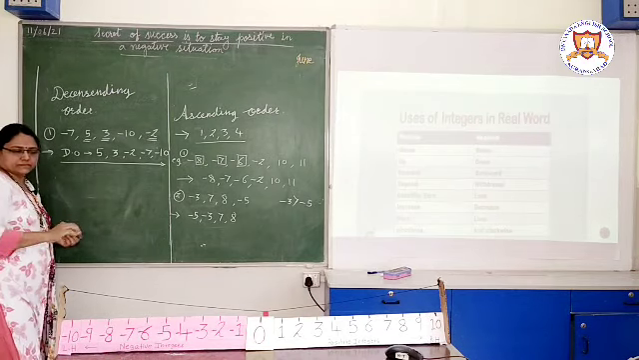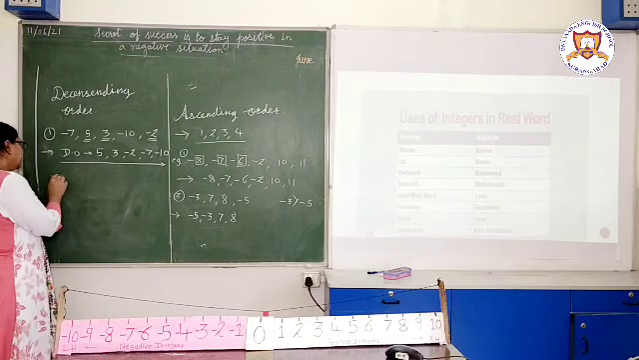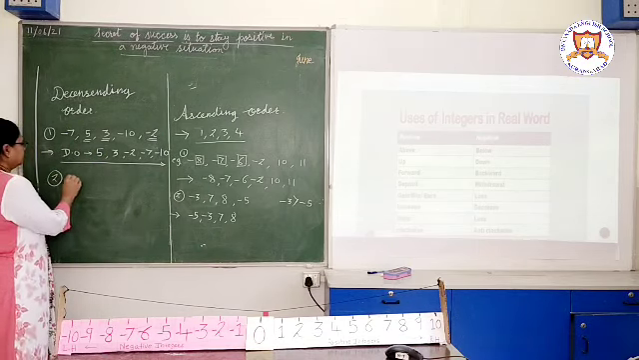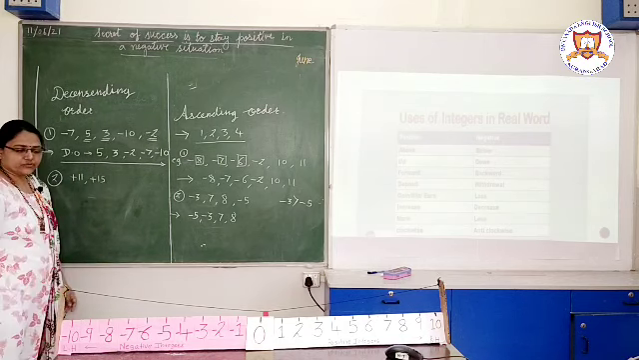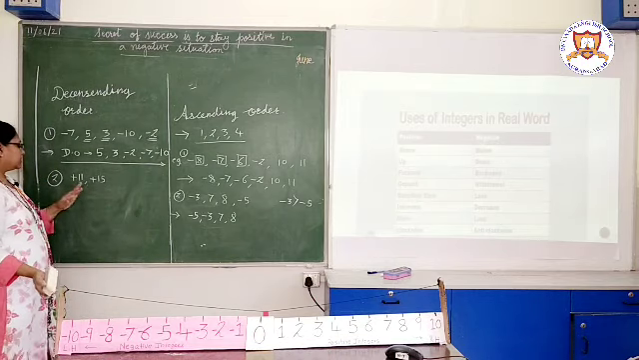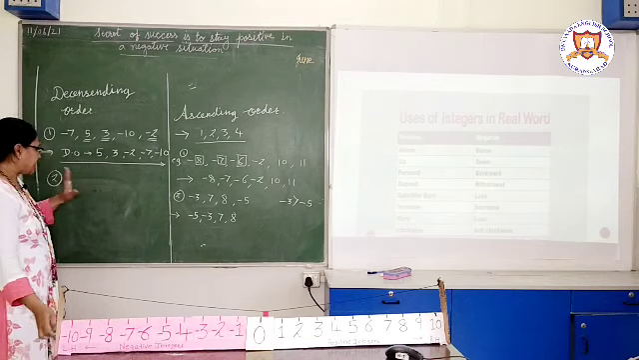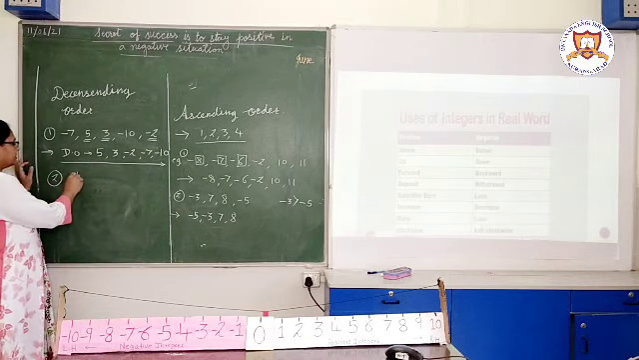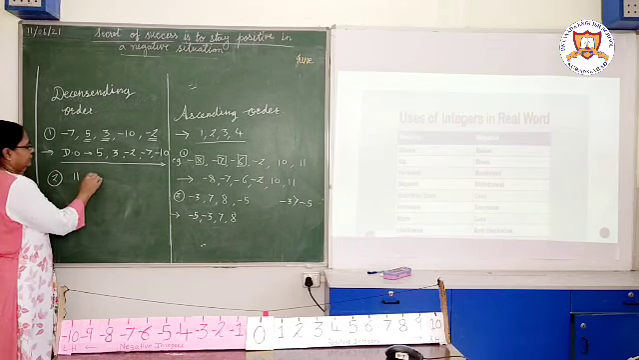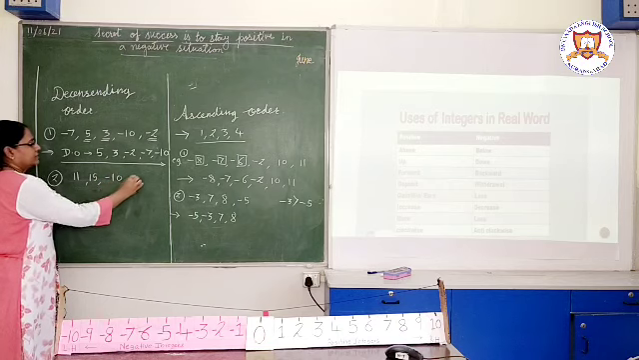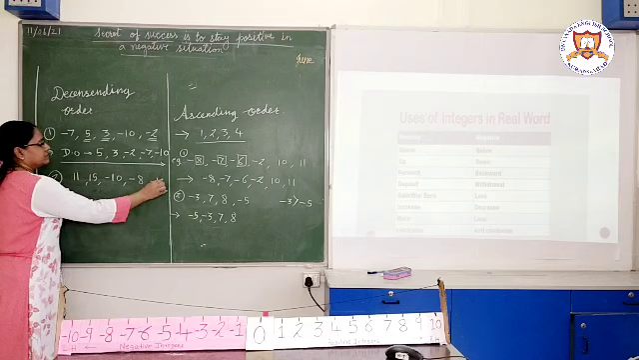Second example. Here I will take one more example: +11, +15. If we write the plus sign, it is okay, but there is no need to write it. Whenever we write a positive number, there is no need to write the sign. Without a sign, the number is a positive integer. So 11, 15, -10, -8, and here -12.